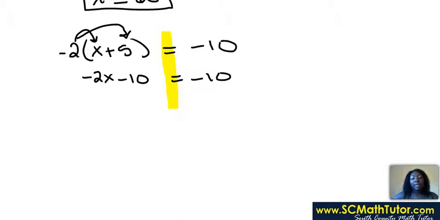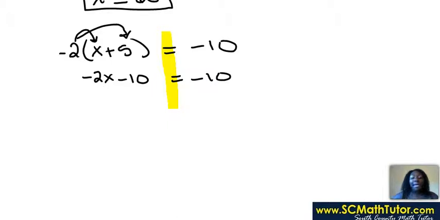Okay? Then step 2, look in both sides. Can you simplify any more? On the left, x and a number is not going to go together. So there's nothing you can do on the left. There's nothing you can do on the right. So you go ahead and move on.